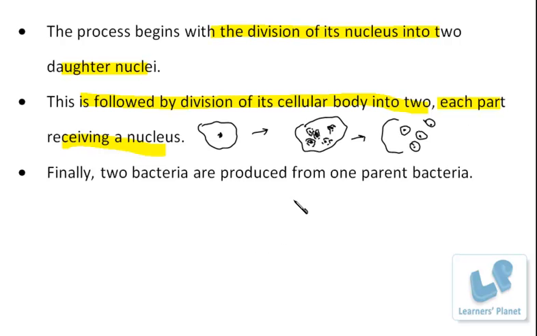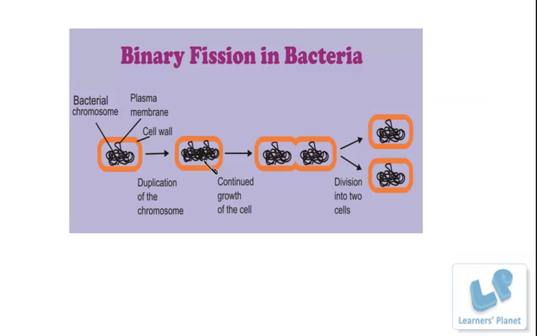But in the case of binary fission, only two bacteria or only two organisms are produced from a single organism or the mother bacteria. Let me show you this diagram. Well, earlier I explained to you about amoeba. Now this is the diagram of binary fission in bacteria.